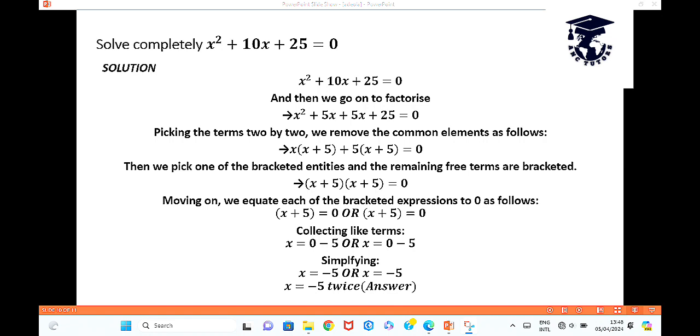This is the same thing for the other one too, since they are the same expression. So we can say x is equal to minus 5 twice, because we have the same answer twice. That is the solution to the equation given, x squared plus 10x plus 25 is equal to 0, and the solution is x is equal to minus 5.